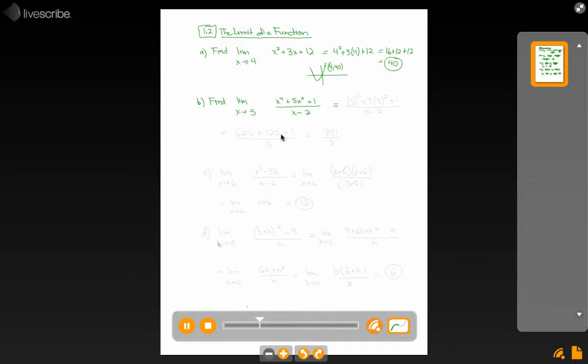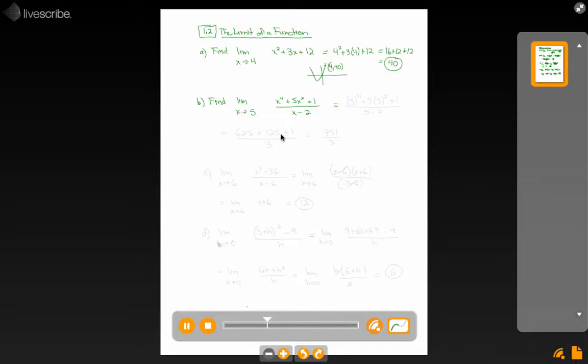Second example looks much more complicated. We're asked to find the limit as x approaches 5 of this rational function, x to the 4th plus 5x squared plus 1 over x minus 2. I've seen students, when faced with something like this, just start factoring things or attempting to factor things and doing a bunch of complicated work here.